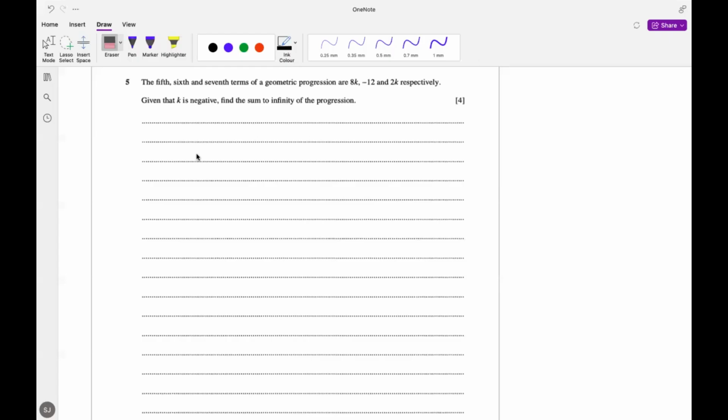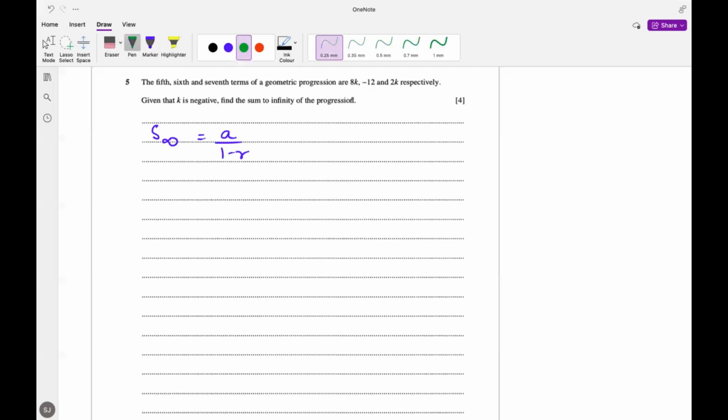In question 5, the fifth, sixth, and seventh terms of a geometric progression are 8k, -12, and 2k. Given that k is negative, we have to find the sum to infinity of the progression. So the formula for sum to infinity is a upon 1 minus r. Now to find the sum to infinity, we need the values of a and r.